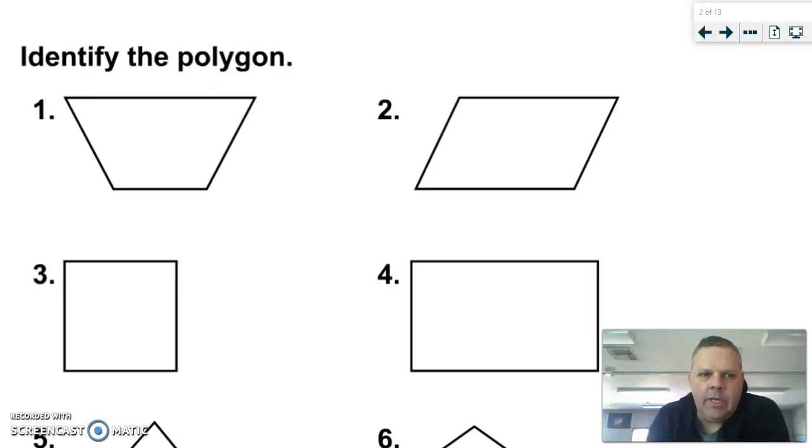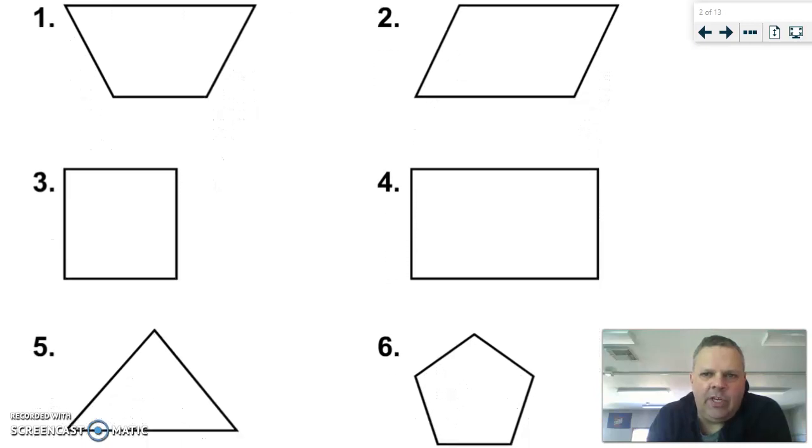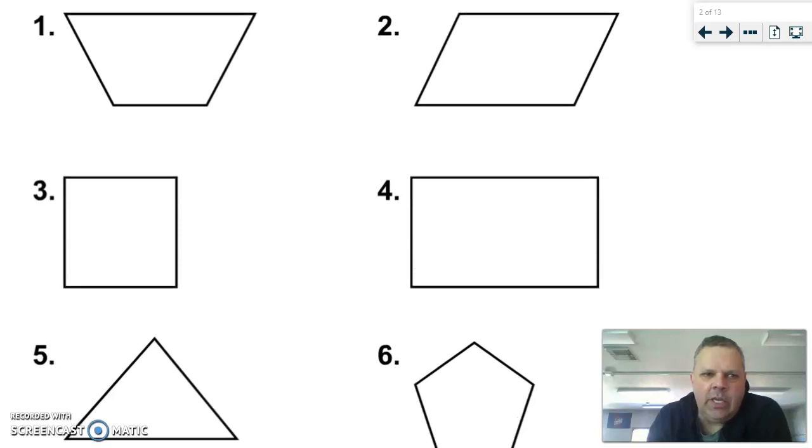To start this lesson, I would like for you to try to identify the polygon. A polygon is just a closed figure that has straight lines. So take a minute to try to identify these 6 polygons. Pause the video, and when students are done, you can restart the video and we will have the answers.